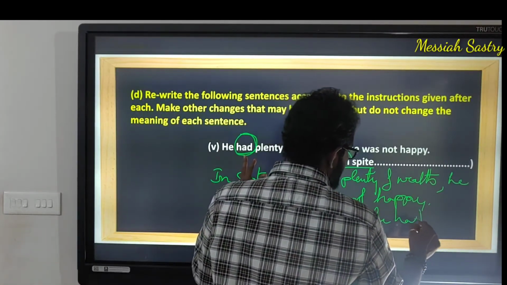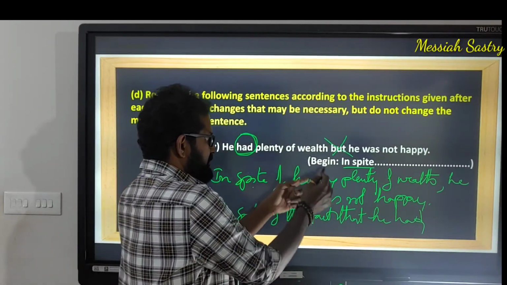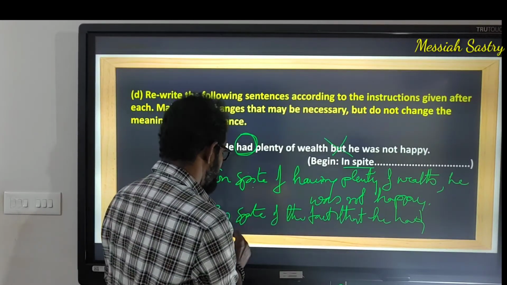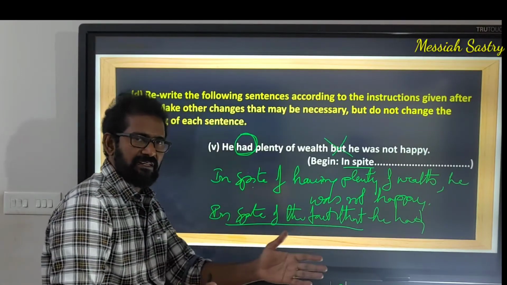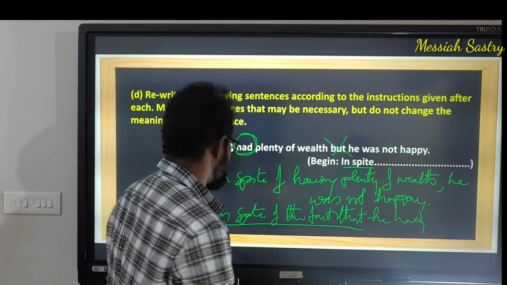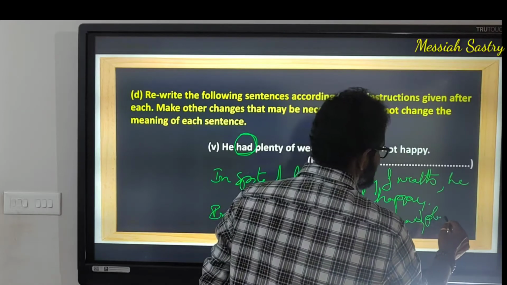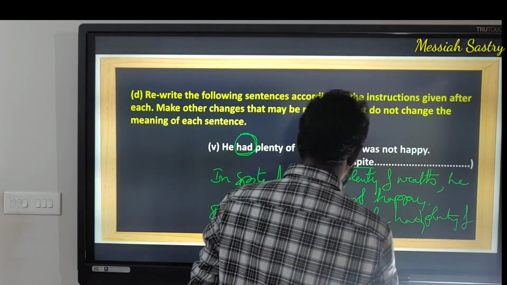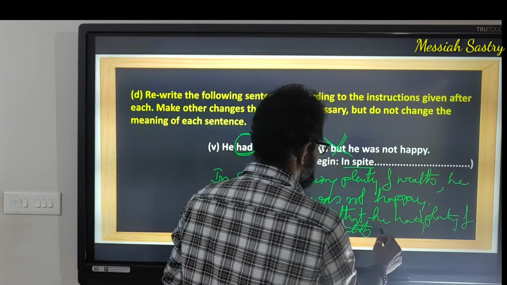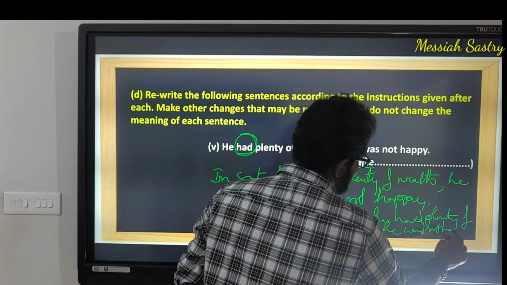had. So there you need not use any participle when you write in spite of and immediately a participle. But when you write in spite of the fact that, you just write this phrase exactly without changing. So we don't use any participles there. In spite of the fact that he had plenty of wealth, again remove but, comma, he was not happy.